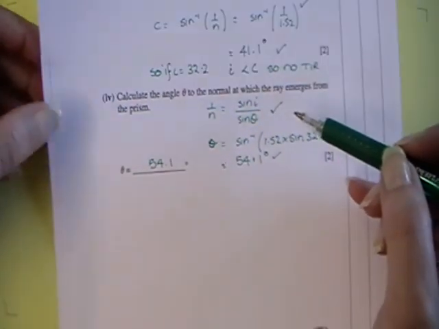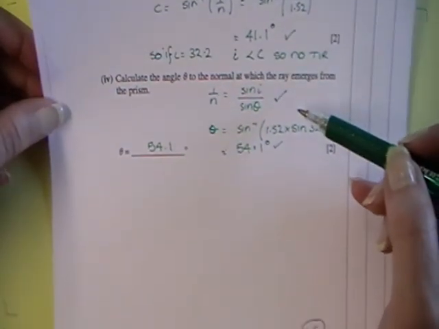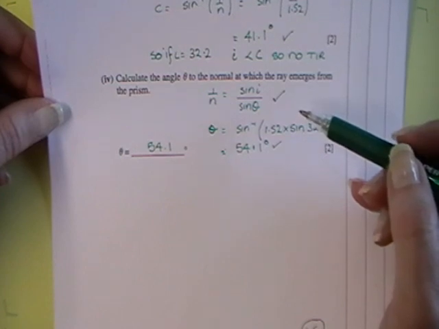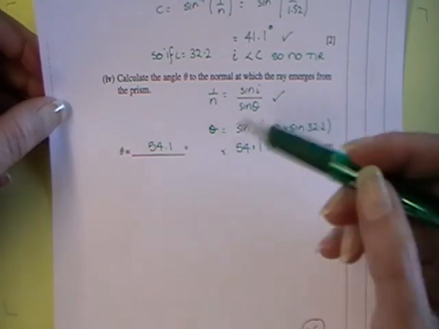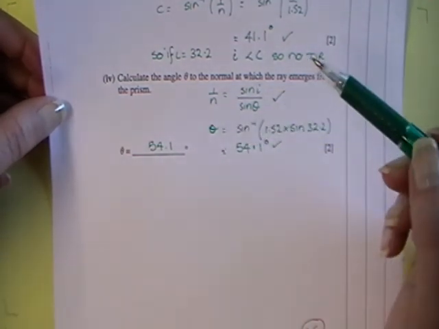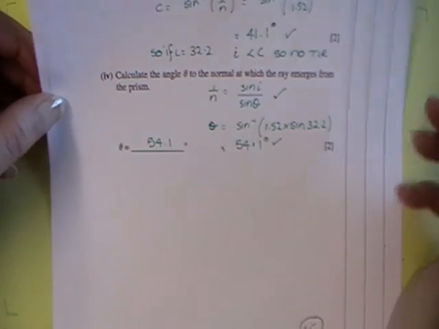And then we calculated the emergent angle using 1 over n equals sine I over the sine of the emergent angle. And we use 1 over the refractive index because in this case we're going from glass to air.